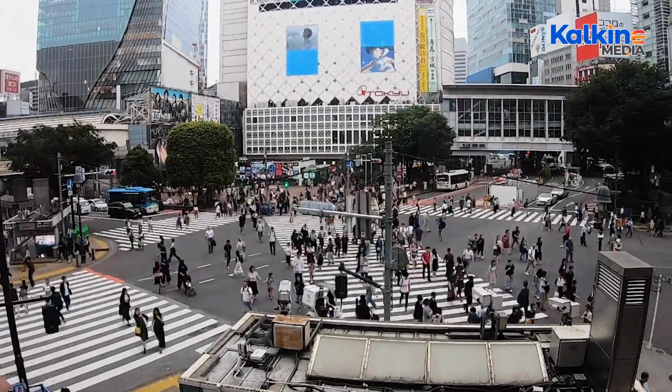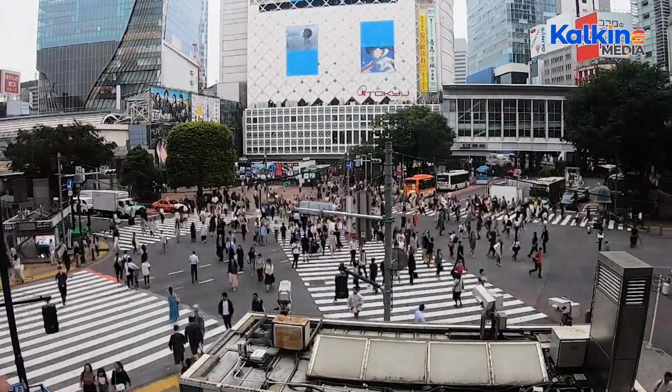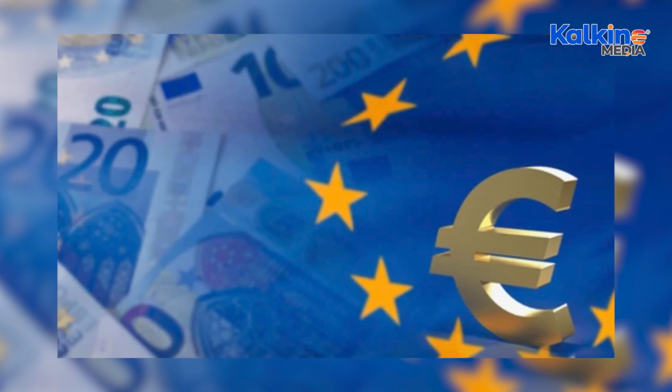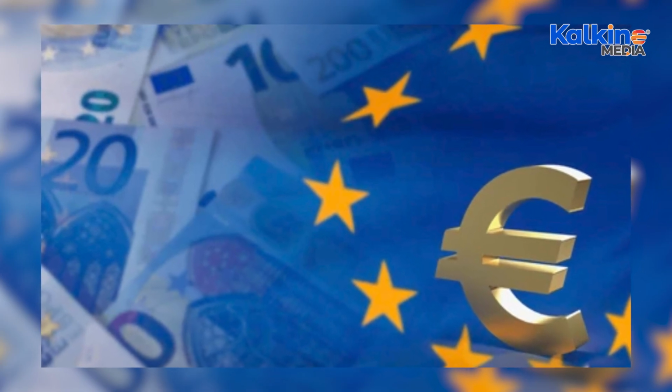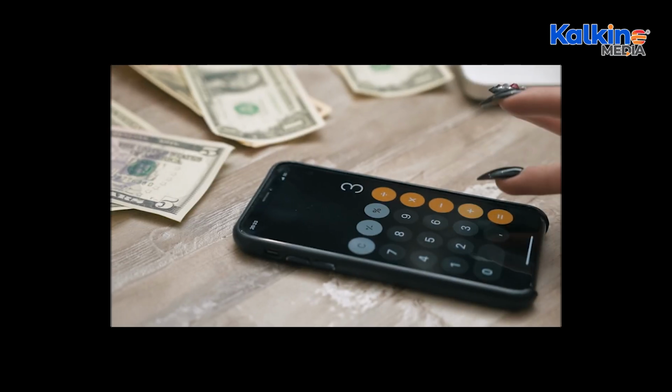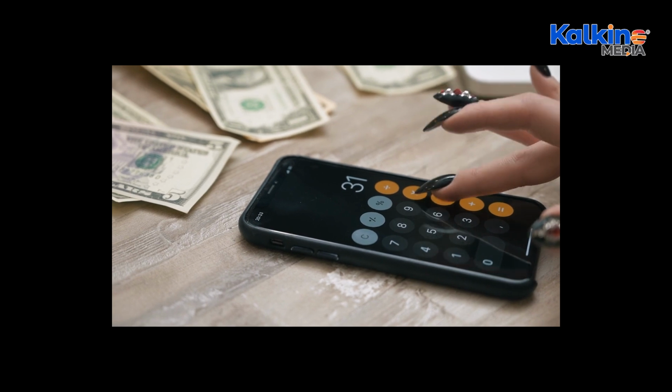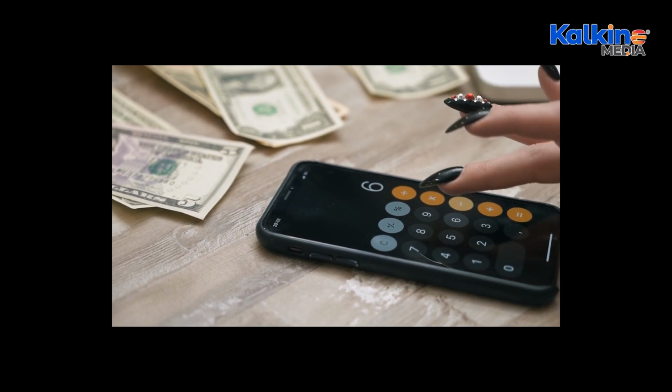Real-world instances include Japan's prolonged economic stagnation with near-zero interest rates, the Eurozone struggles post-Great Depression, and the 2008 financial crisis, all of which illustrate the persistence and complexity of liquidity traps in modern economies.